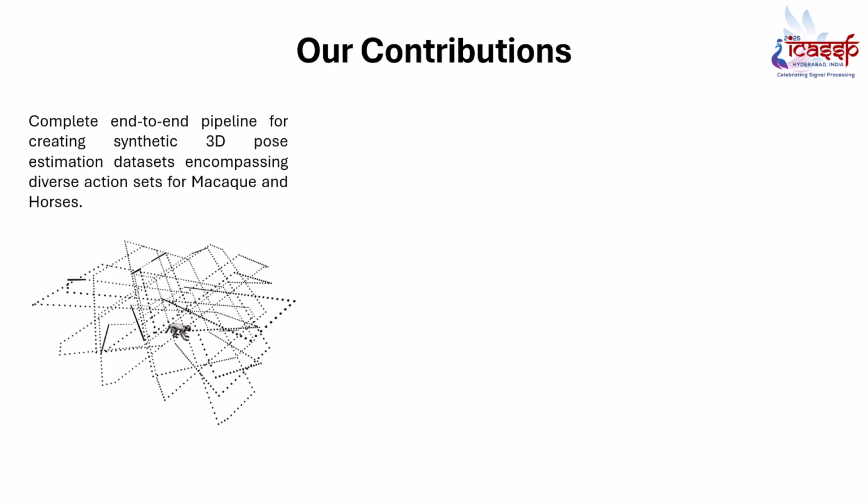In this work, we introduce a systematic approach to generate large-scale synthetic 3D datasets using rigged avatars performing diverse natural actions. We animate the virtual macaques and horses inside the Unity game engine, creating realistic motion sequences such as running, jumping, and climbing. To ensure diversity in the data, we use multiple camera trajectories to capture different viewpoints.